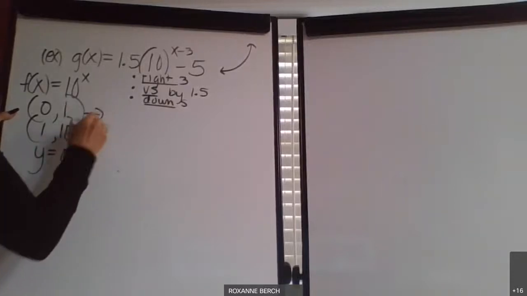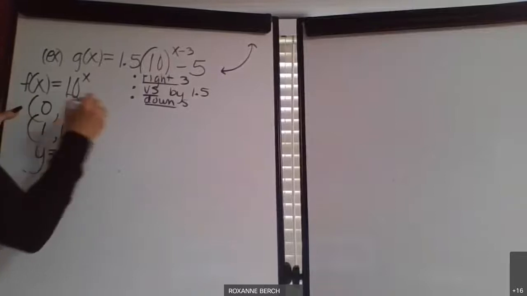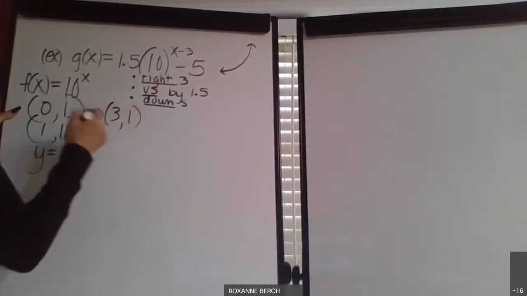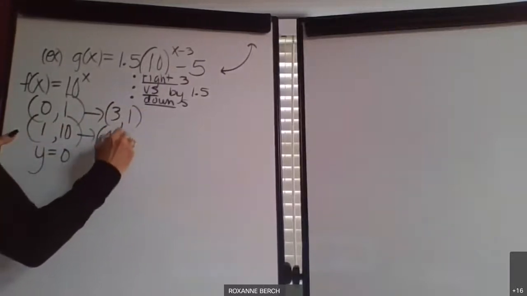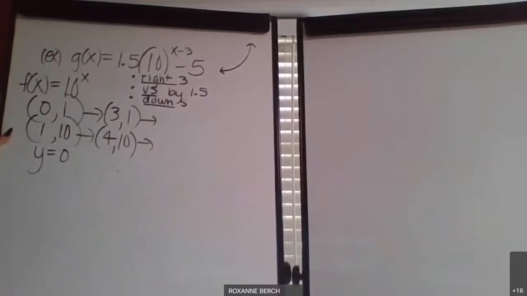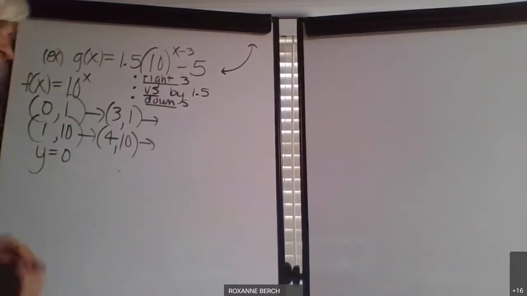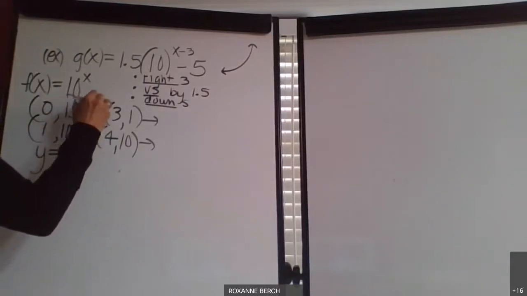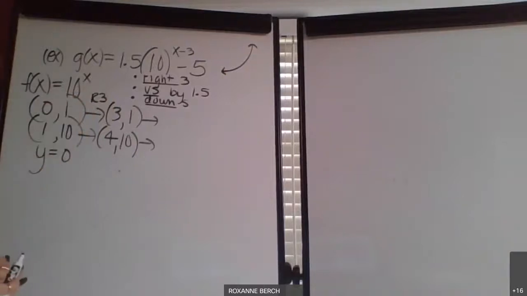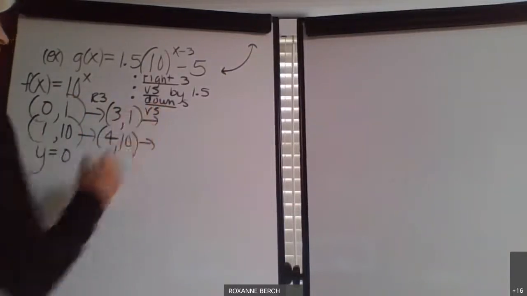All right, okay, so here we go. Right 3 is a translation. So right 3 would be 3, 1, and right 3 would be 4, 10. If you wanted to explain this to your little brother or sister in the future, you could show them this code, right 3, above the arrow. The next one is going to be a vertical stretch.